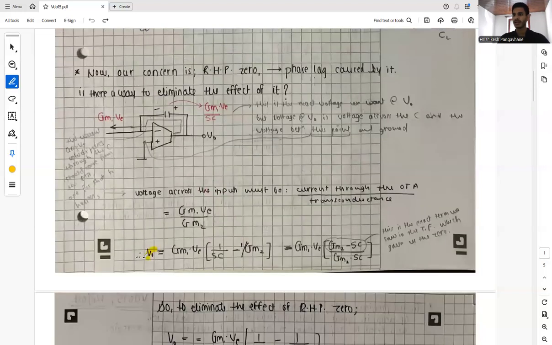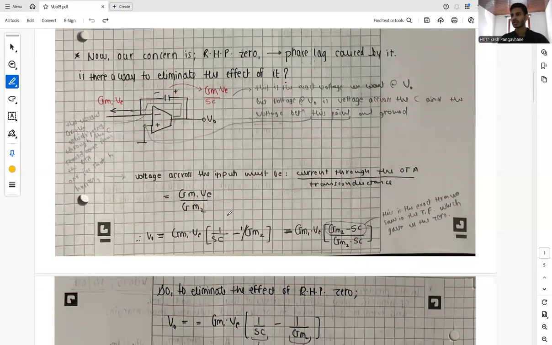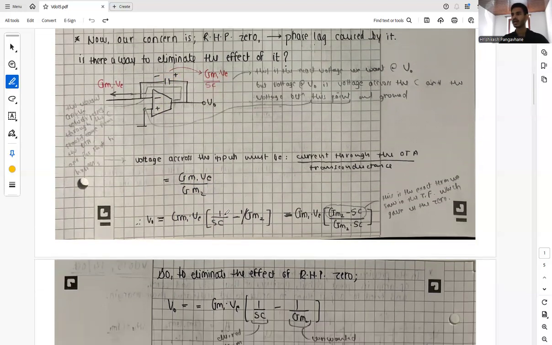So basically V naught is nothing but GM1 times VE, which is common between these two voltages. This is the voltage at the input and this is the voltage across the capacitor. So we take GM1 VE common, and inside we have 1 by SC minus 1 by GM2. So why minus? We have polarity minus to plus and we have polarity plus to minus. So this is the basic circuit theory equation.